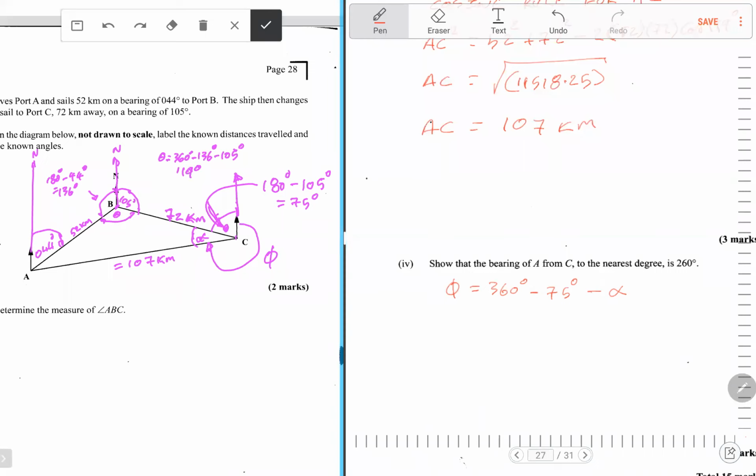So this angle inside is 119 degrees. Because we know our angle and the side opposite it, we can now use the sine rule to find the alpha that we want. I use a different color for the alpha right now.